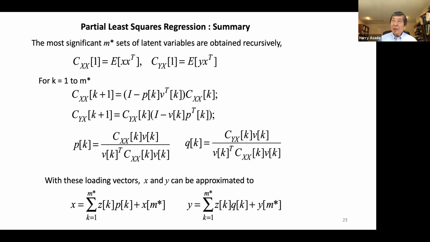Compared to principal component regression, this partial least squares regression is a bit more involved. But we look at both the input space and output space and find the most correlated directions.